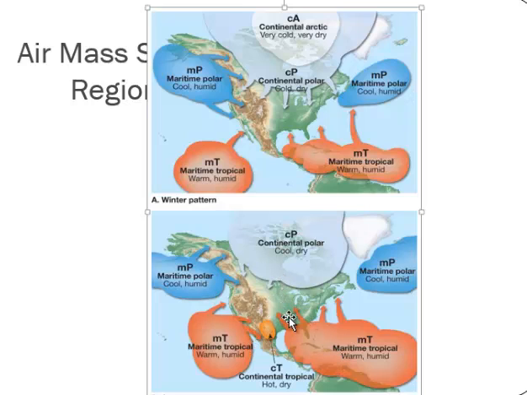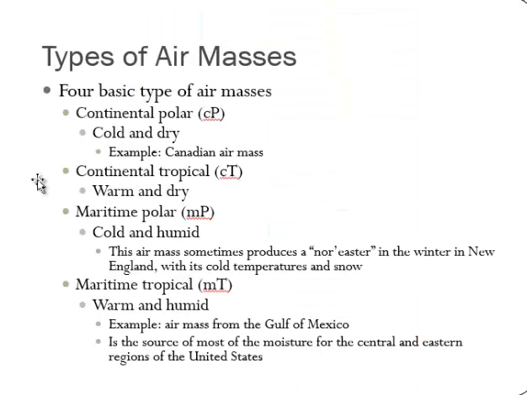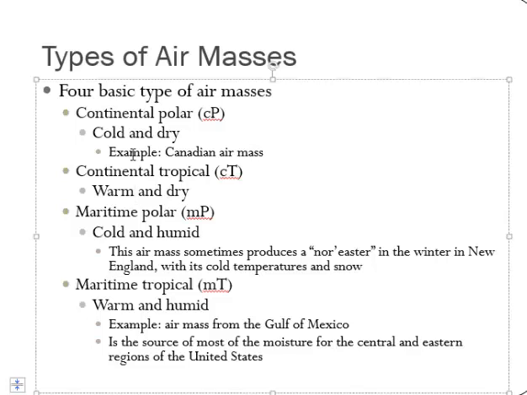So you can have dry and cold, that's continental polar or continental Arctic. You can have dry and warm, that's continental tropical. You can have cold and moist, which is maritime polar, and you could have warm and moist, that's maritime tropical. Okay. These are just the list over here.